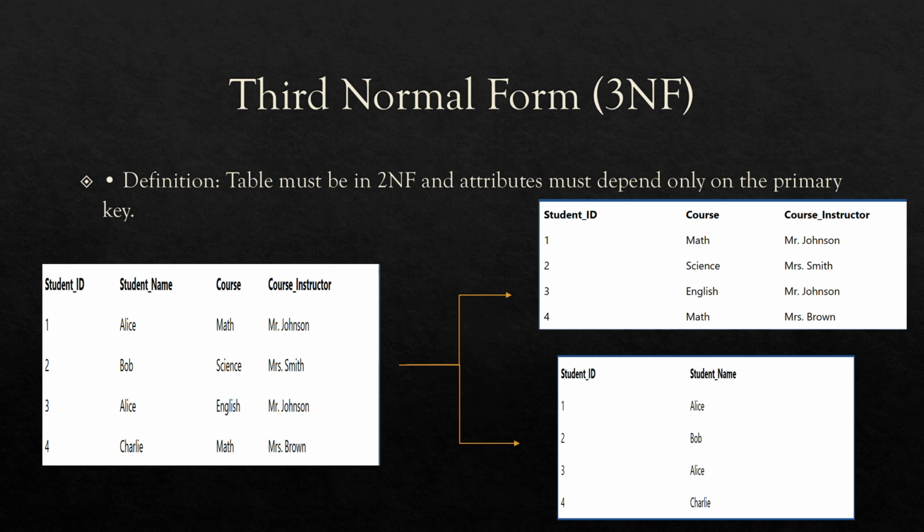3NF helps to ensure that the data is organized efficiently, reduces the redundancy and minimizes the risk of data inconsistency. By following 3NF guidelines, database designers can create well-structured and reliable relational databases. So this is the example for the 3NF.